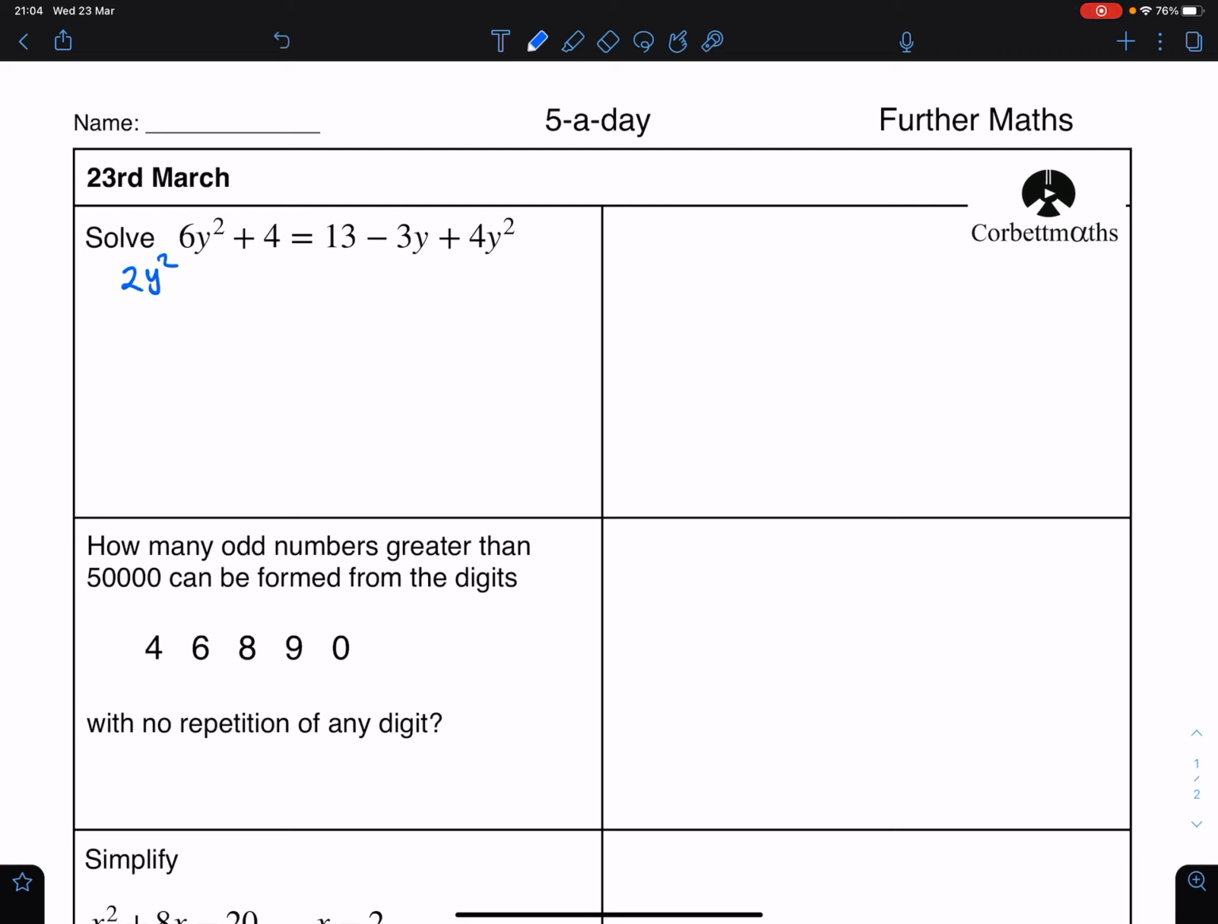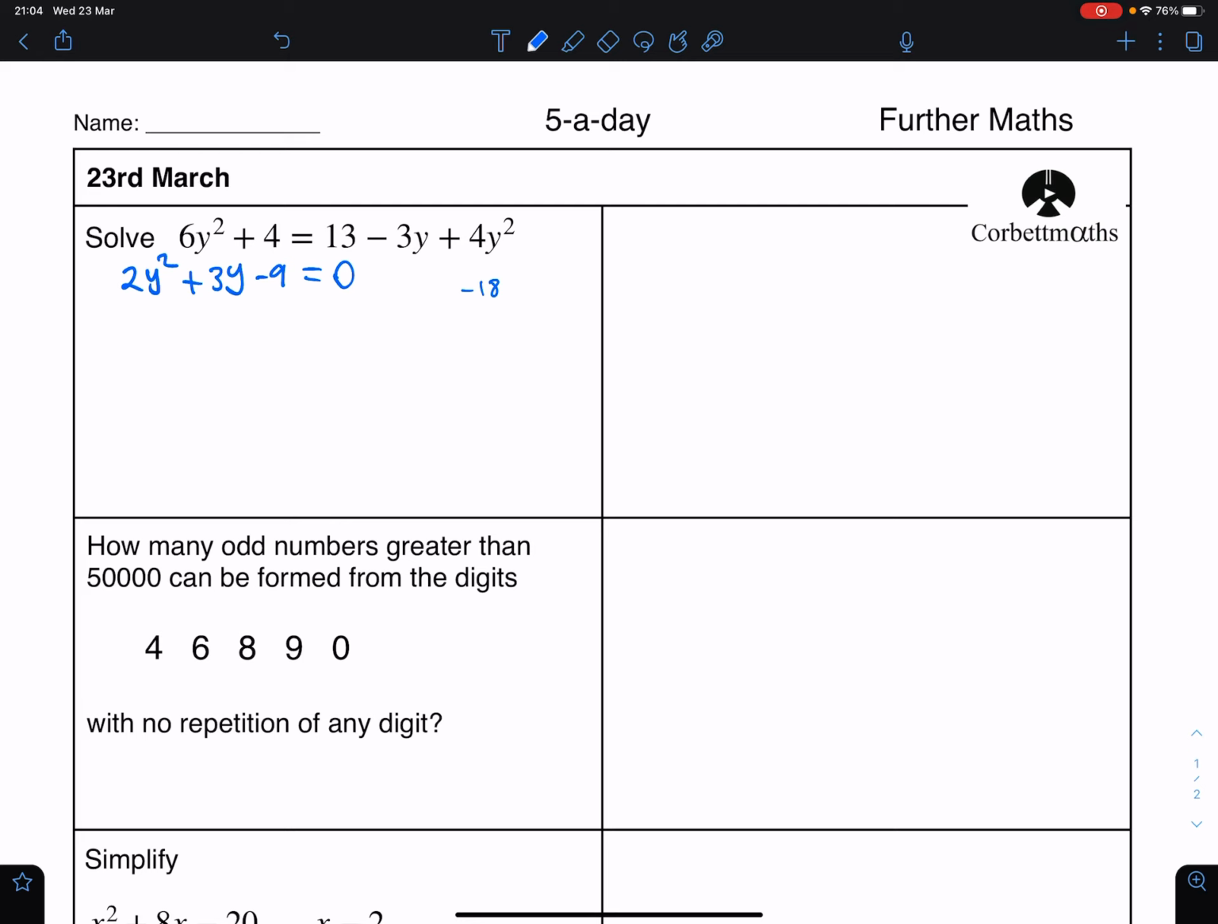If I add 3y to both sides, I get plus 3y. And if I subtract 13, I do 4 minus 13, which is minus 9. And that equals 0. I'm now looking at this and wondering, can I factorize this in some way? So 2 times minus 9 is minus 18. Are there two numbers that multiply to give minus 18, but add to give 3? Yes, there are. 6 and minus 3.